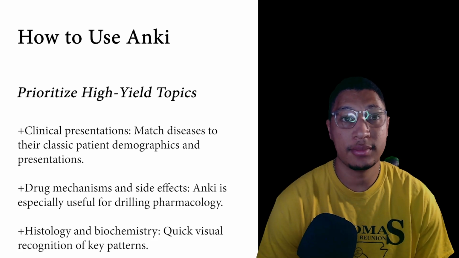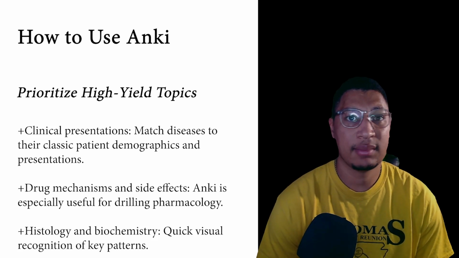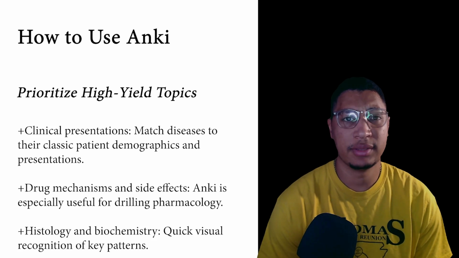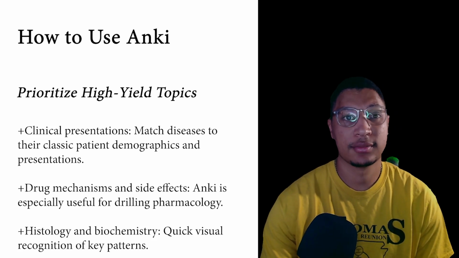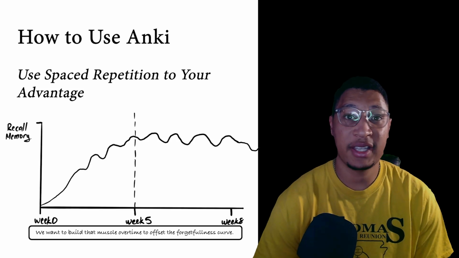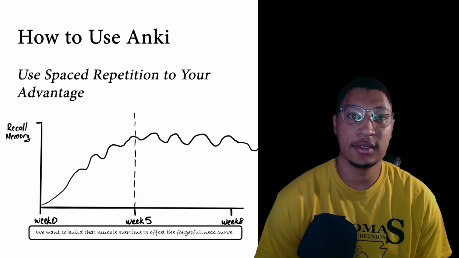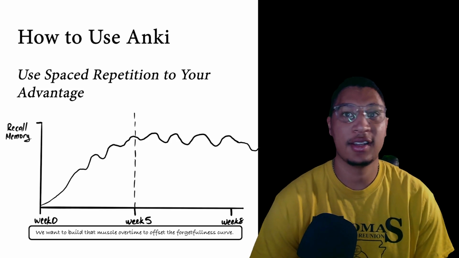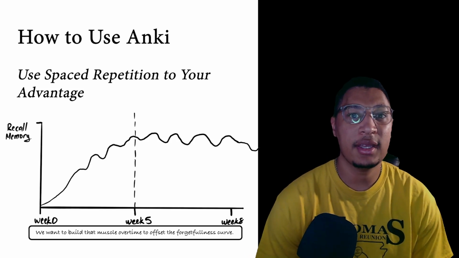By focusing on high yield material, you won't waste time on obscure facts that are just unlikely to appear on Step 1. Again, it's only 280 questions. Use spaced repetition to your advantage. Anki's strength is its spaced repetition algorithm. That's why everybody uses it. It mixes and spreads out the cards and organizes and all that stuff. It does it. That's what it's for, right? Make that work for you.